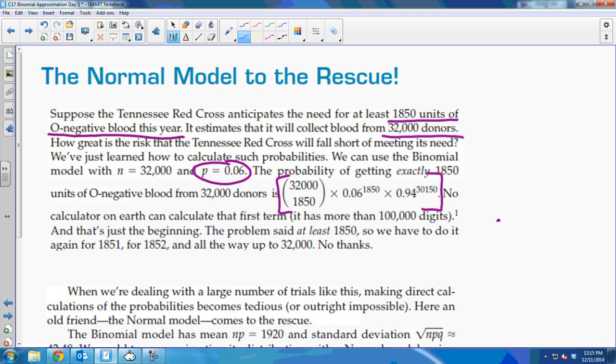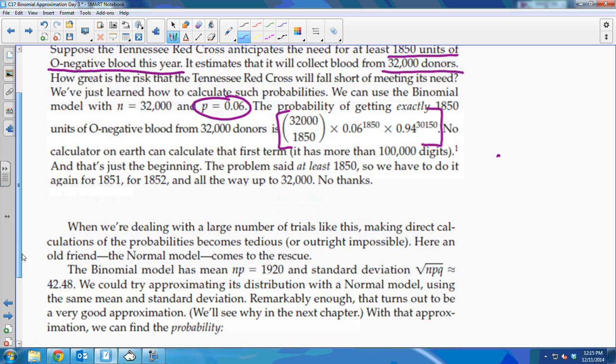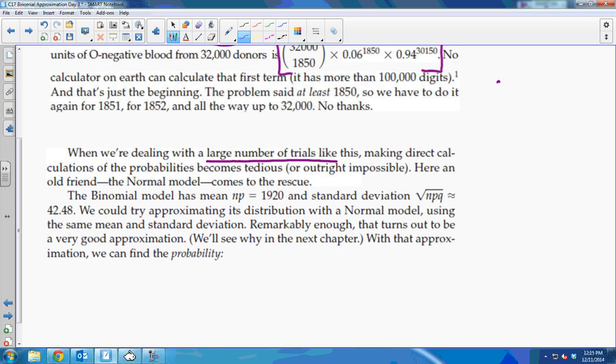No, doing it by hand is not going to help. So we need to know what to do when there are these large sample sizes. When we're dealing with this large number of trials, making direct calculations is tedious, but the normal model comes to the rescue. You can find the mean and standard deviation. You can calculate that: np and the square root of npq. If you have a mean and standard deviation, then you can make a normal model, right?